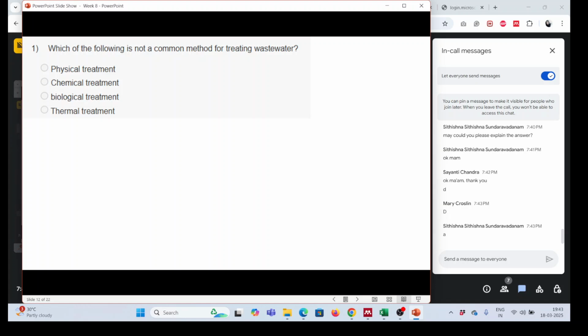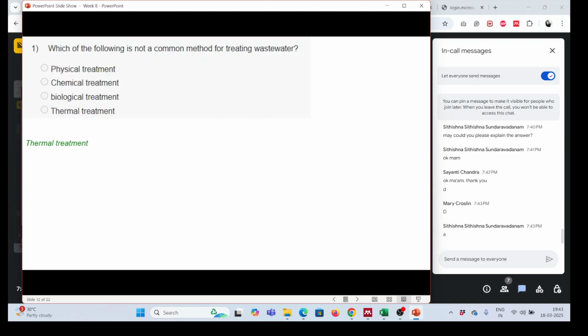See, physical treatment is common. What is aeration? Aeration is physical treatment only. And in chemical treatment we are adding alum and so on, so that is chemical treatment. Biological treatment, yes, ASP process, SBR process. Thermal treatment is not commonly used. So where do we mostly use thermal treatment? Thermal treatment is basically used for the removal or reduction of solid waste.